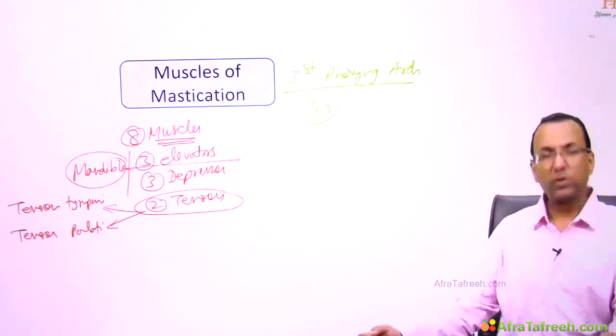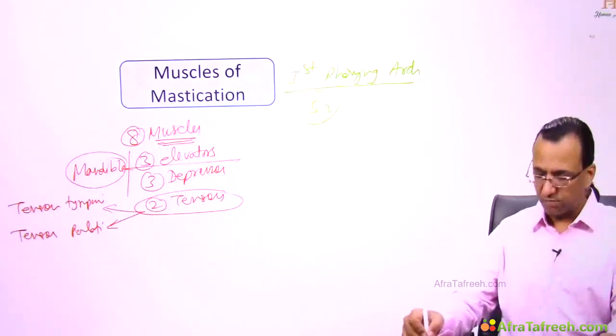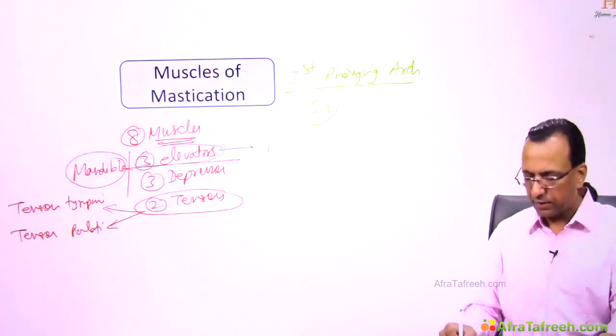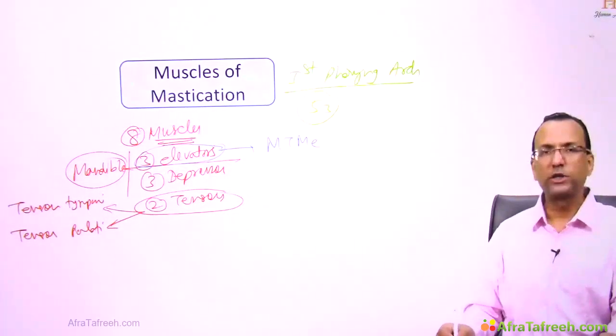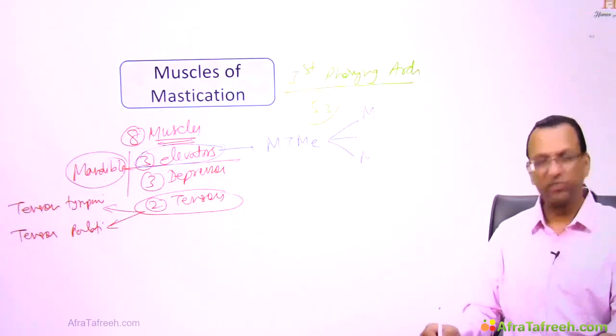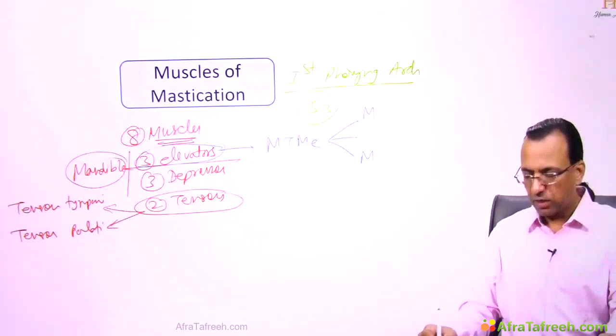Then what are the 3 elevators? The 3 elevators of the mandible are called MTM elevators. What is this MTM? One M is the masseter. And what is the other M? Medial pterygoid. Oh, I remember.